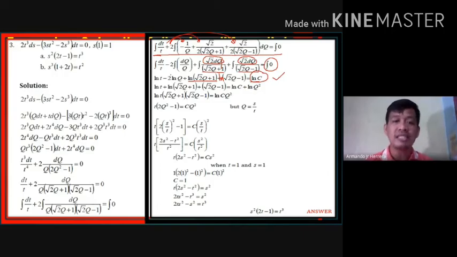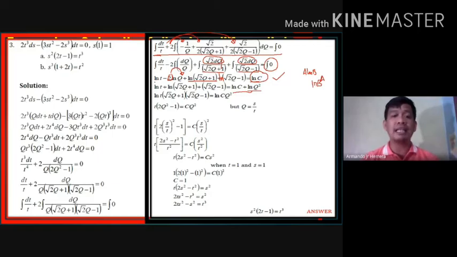So, with this negative 2, using the property ng logarithm that a ln b is equal to ln b raised to a. So, what happens, the 2 becomes the exponent of q. So that gives you ln q squared. And since that's negative, transpose natin to the right becomes positive ln q squared. So you have ln of c plus ln q squared.